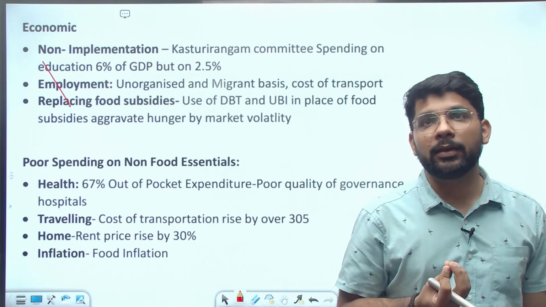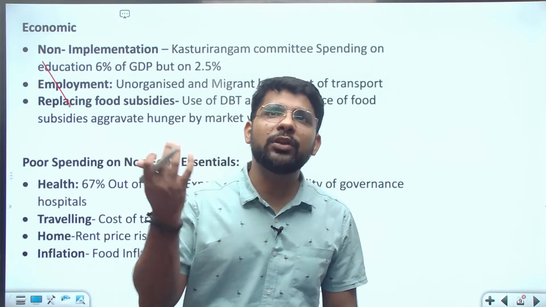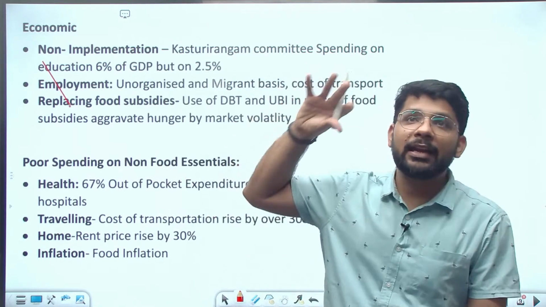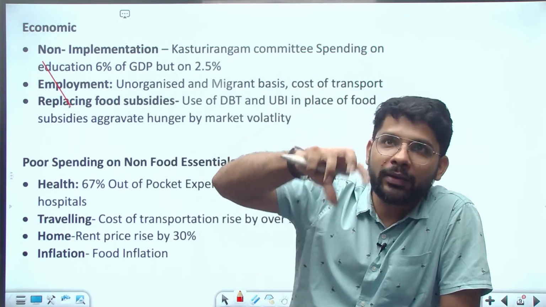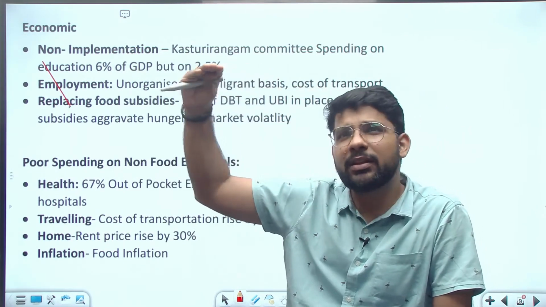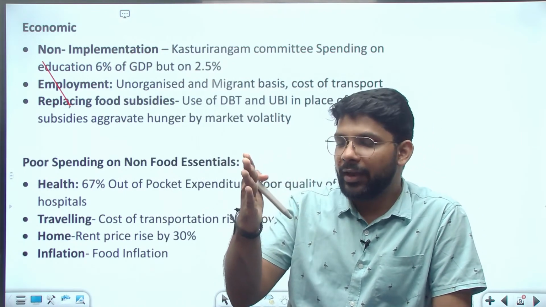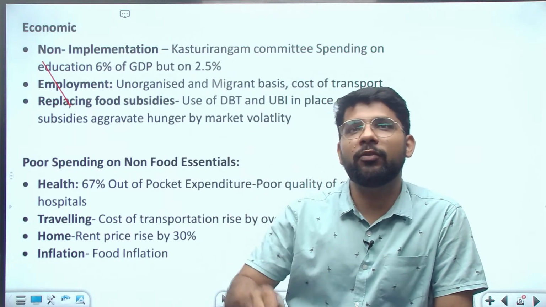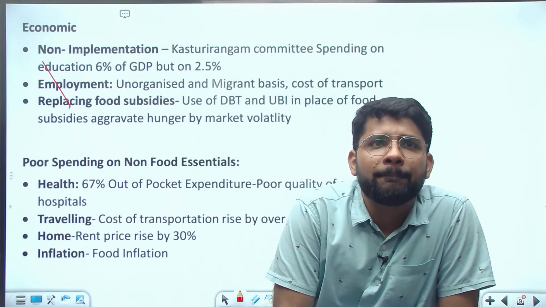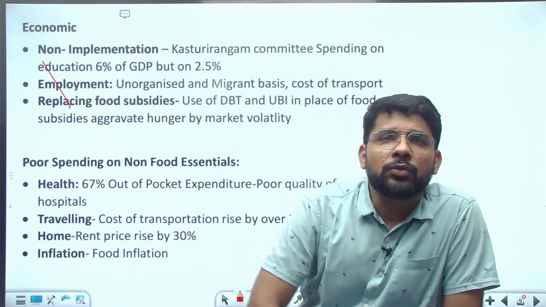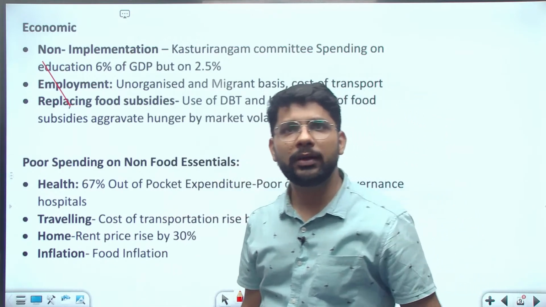Replacing the food subsidy. The government is replacing the food subsidies by direct benefit transfer. They are discussing universal basic income, which is further aggravating the hunger because of market volatility. If I am giving 200 rupees today, but the inflation level in the market is so high, they become more vulnerable. If I am giving you 500 rupees today, what is the value of the 500 after 1 year? It will decrease because inflation is going on in the country. So replacing the food subsidies by the DBT and the UBI is not a solution.